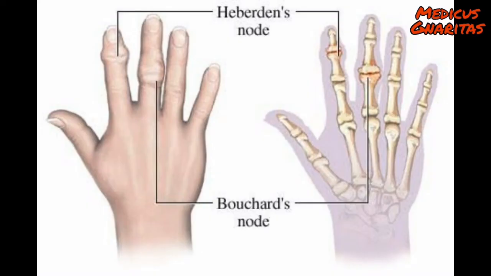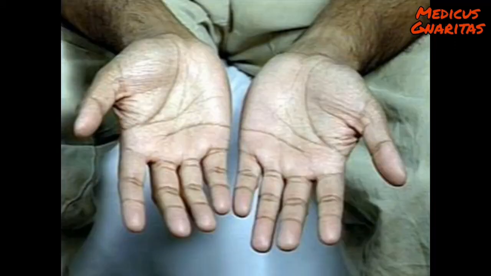Bouchard's nodes occur at the proximal interphalangeal joints and are associated with osteoarthritis. Heberden's nodes occur at the distal interphalangeal joints and are associated with osteoarthritis. Skin thinning can be associated with long-term steroid use.